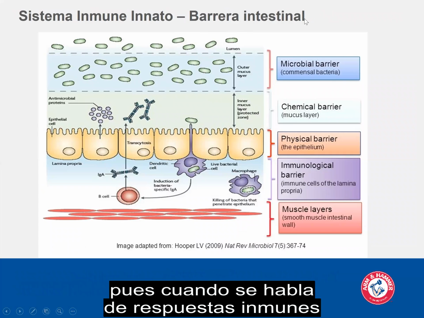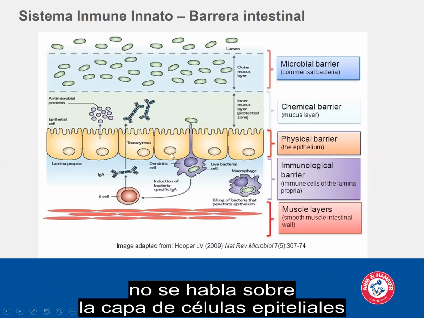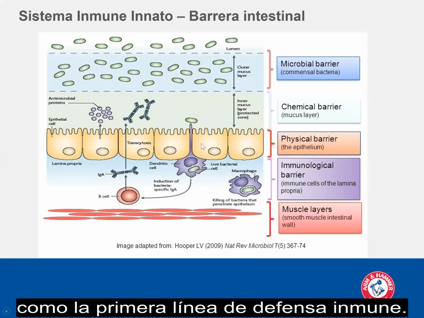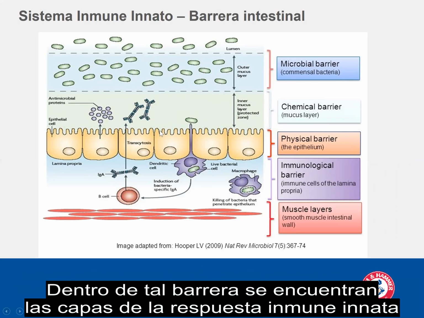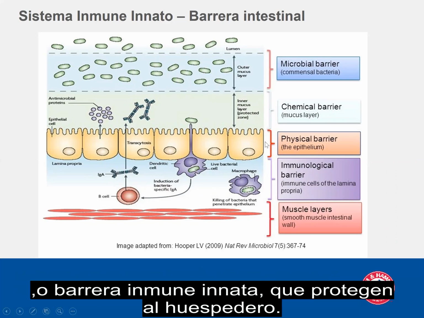Because again, I don't think when we think about immune system responses, we don't really think about the epithelial cell layer as the first line of immune defense and that barrier function in the intestine. So when you're in the gastrointestinal tract, there are actually three layers of the innate immune response, or the innate immune barrier to protect the host.